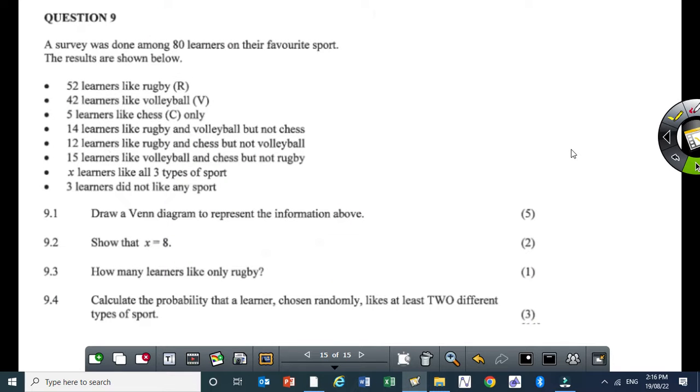Okay, so we have got 3 sports here. We have got rugby, which is the one that I respect the most. Then we have got volleyball, and then we have got chess.